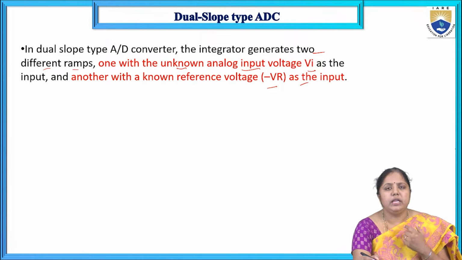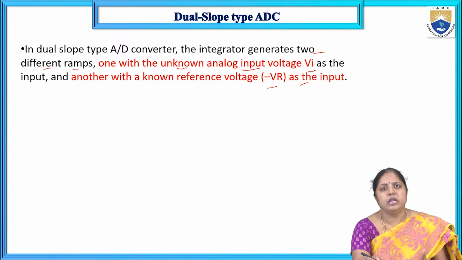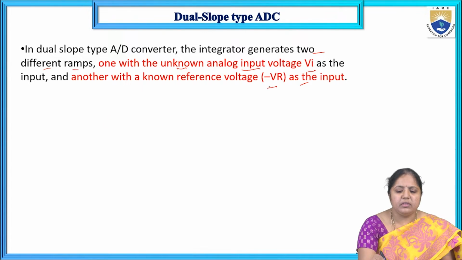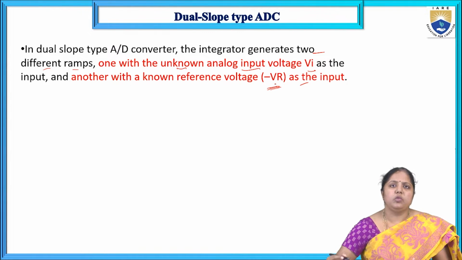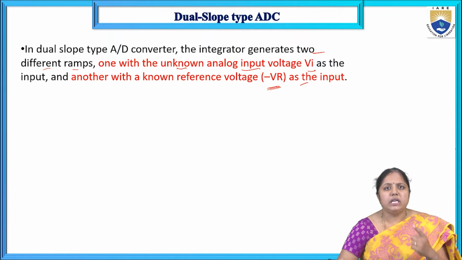One of the inputs I am giving is the unknown analog input. Whatever analog signal I want to convert into the equivalent digital form, I will give that as the input to the dual slope ADC. Another time, for the same integrator circuit, I will give a reference voltage signal, the negative reference voltage. So one time I am giving the positive, one time the negative.